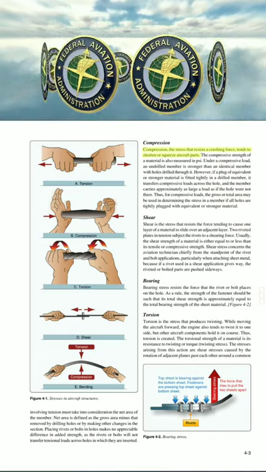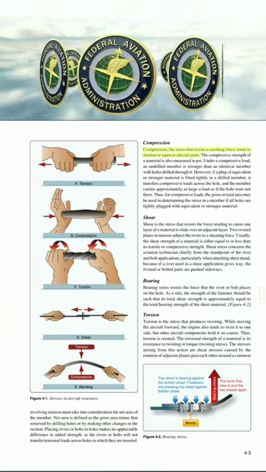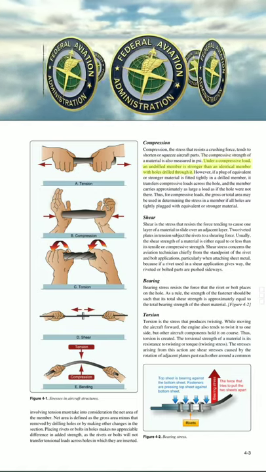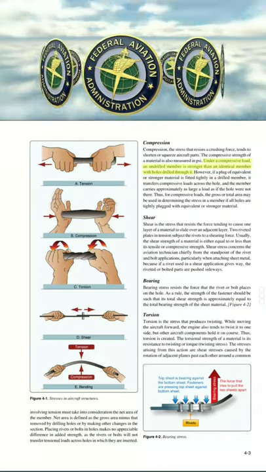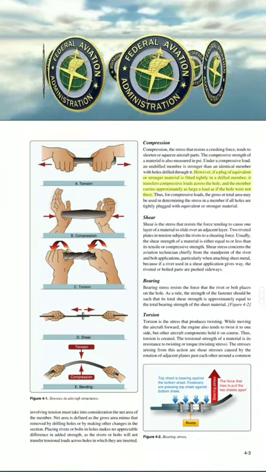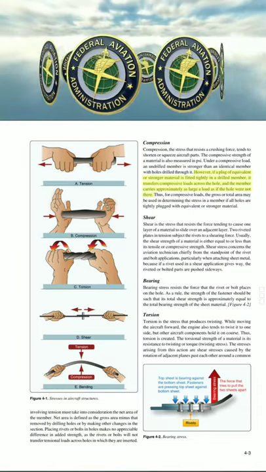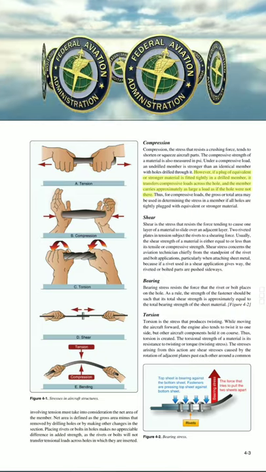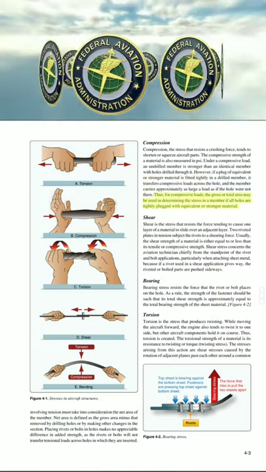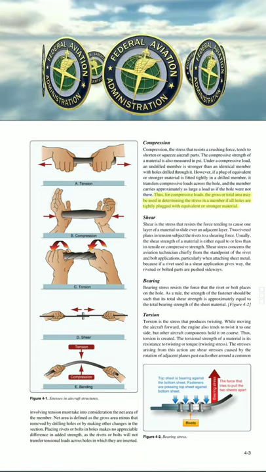Compression. Compression, the stress that resists a crushing force, tends to shorten or squeeze aircraft parts. The compressive strength of a material is also measured in psi. Under a compressive load, an undrilled member is stronger than an identical member with holes drilled through it. However, if a plug of equivalent or stronger material is fitted tightly in a drilled member, it transfers compressive loads across the hole, and the member carries approximately as large a load as if the hole were not there. Thus, for compressive loads, the gross or total area may be used in determining the stress in a member if all holes are tightly plugged with equivalent or stronger material.